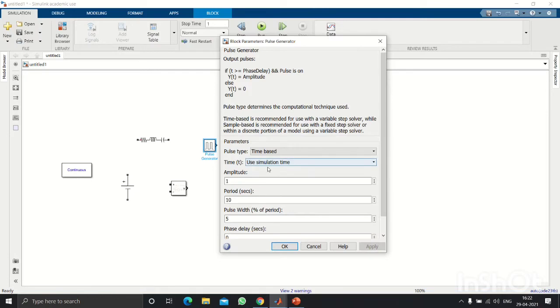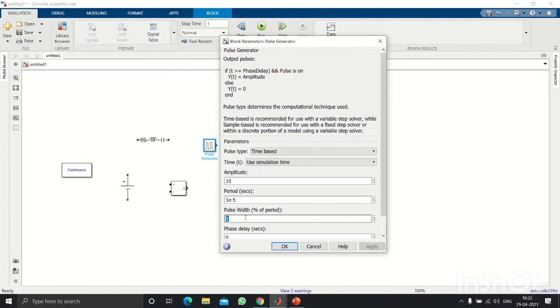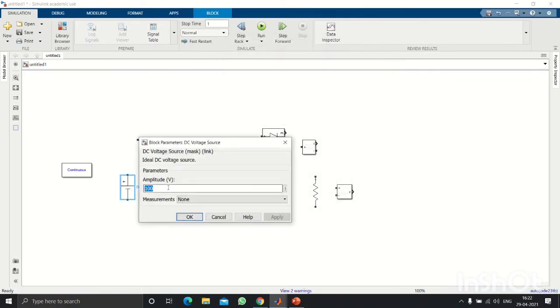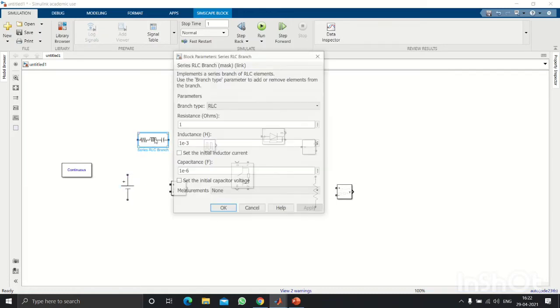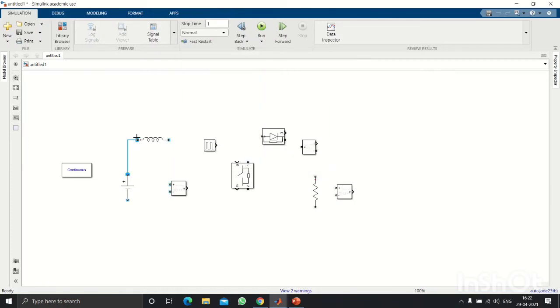Now we are giving the gating pulse. The amplitude of the gating pulse is 10 and the time period is 10 raised to minus 5 second, and we are giving the pulse width as 75% of the period. We are giving the amplitude of input voltage as 10 volt. So this is the inductor. Now we are giving the connections.